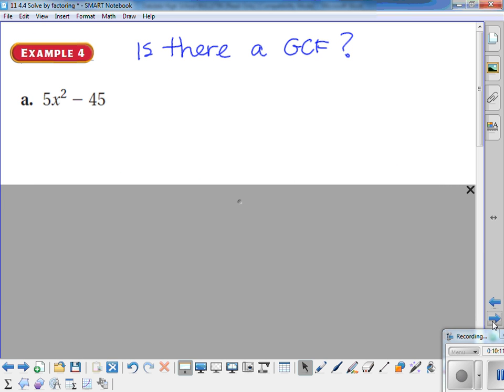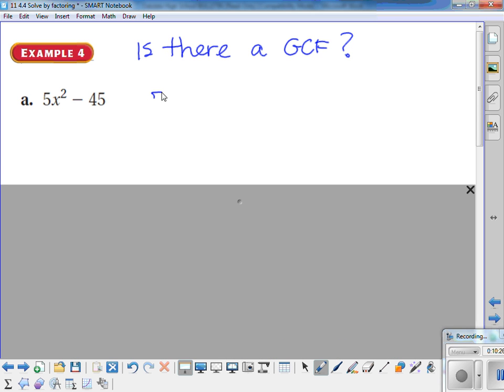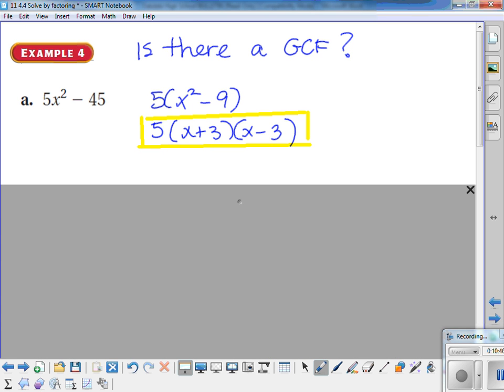Okay, so sometimes there's going to be a greatest common factor. So if I look at 5x squared minus 45, it doesn't look like it's the difference of squares, does it? But is there a greatest common factor I could take out? A 5. So if I divide out the 5, then I've got x squared minus 9. Now I have the difference of squares, don't I? And so I can keep factoring, and I get x plus 3 times x minus 3. All right, you guys are going to do this one.